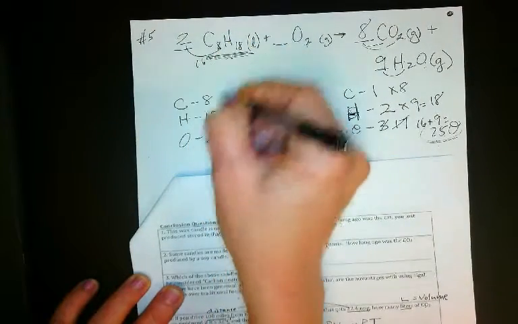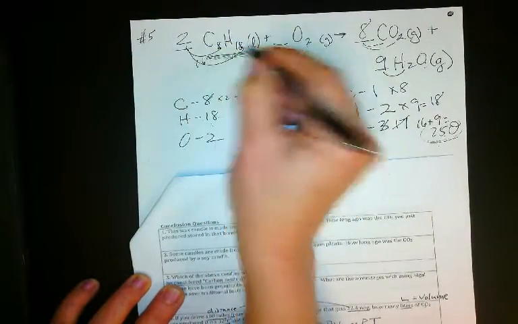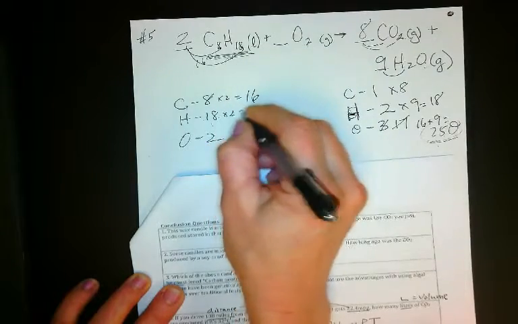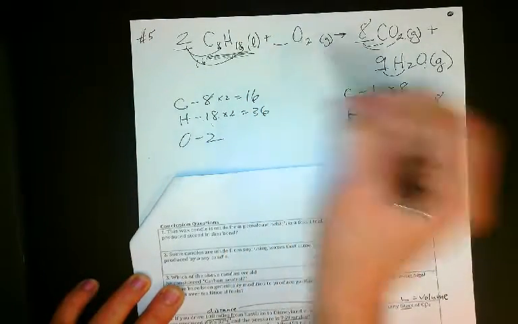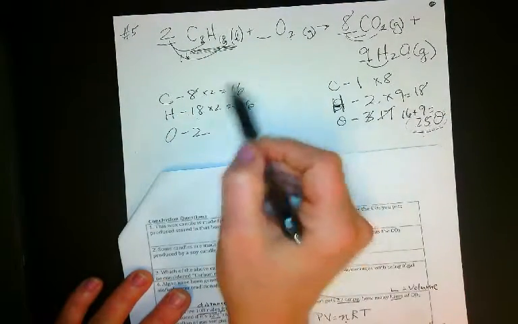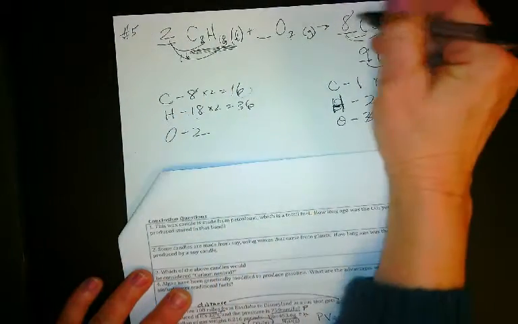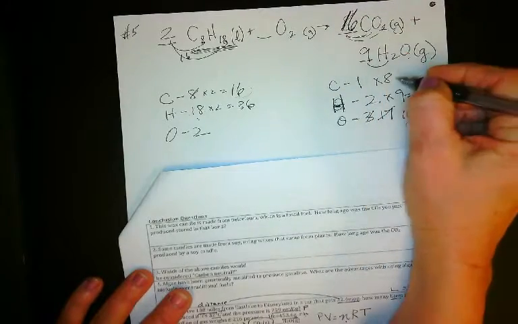This is 16 now, so I'm going to go 16 because I doubled it. And then that gives me 36 because I doubled it. And then oxygen is not affected. I'm going to use that to balance all the oxygens on this side. But I do need to get the 16 here to match this 16. So I'm going to switch this to 16. So that gives me 16 carbons.